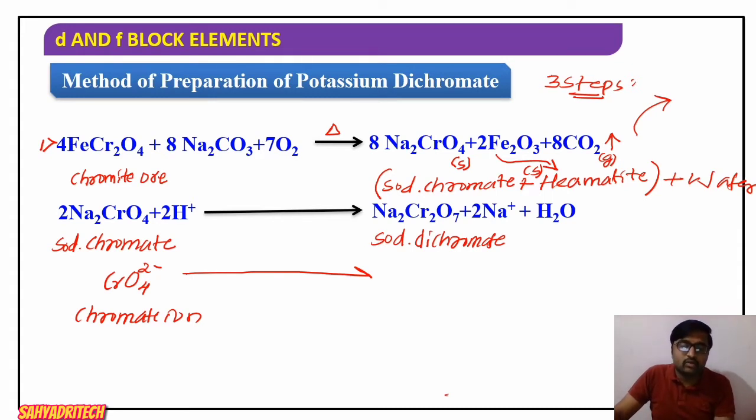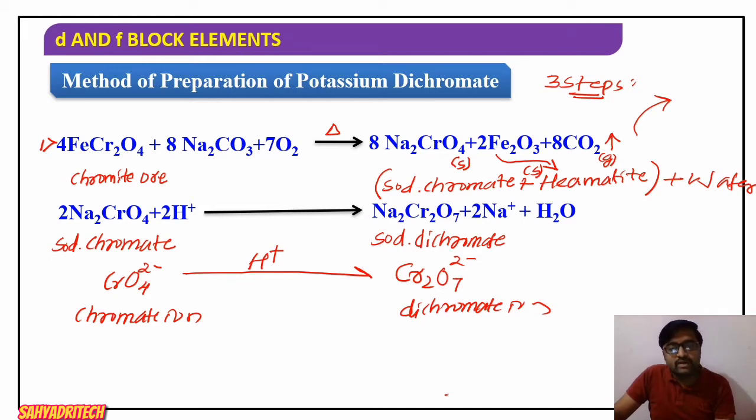Sodium dichromate. And the ion here is Cr2O7 2 minus, which means it is the dichromate ion. So what can I say here? The chromate ion can be converted into dichromate by treating with an acid. When treated with acid, chromate is converted into dichromate.